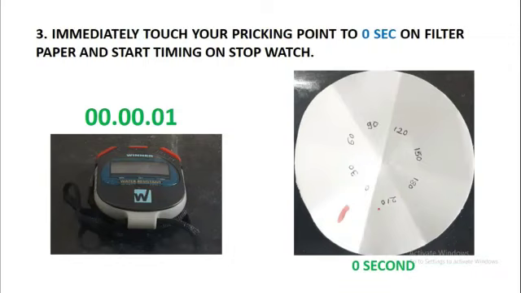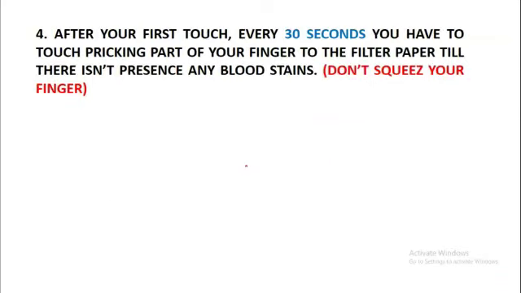Immediately touch your pricking point to 0 second on the filter paper and start timing on the stopwatch. Once you prick your finger, immediately touch the pricking part of your finger to the 0 second mark on the filter paper, and simultaneously start your stopwatch. After your first touch, every 30 seconds touch the pricking part of your finger to the filter paper till there isn't any blood stain. Meanwhile, you do not need to squeeze your finger. That is the most important point.